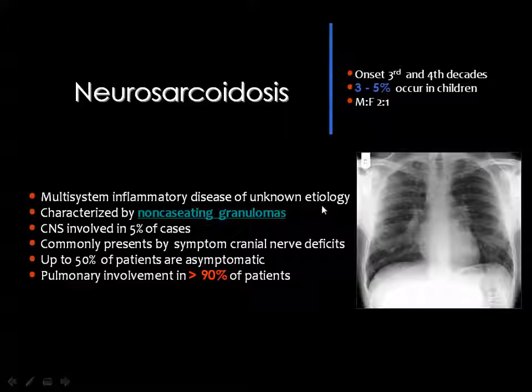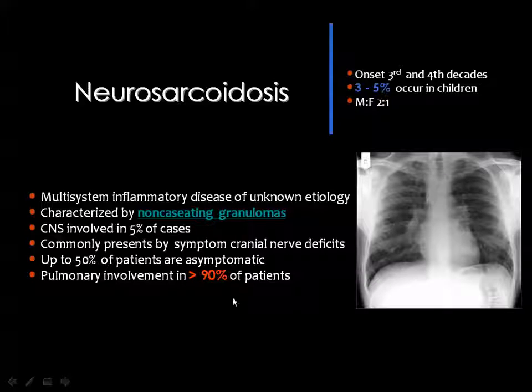Then we came to the sarcoid, and sarcoid is a well-known non-caseating granulomatous disease, and its exact etiology is unknown. The patient with sarcoid may have CNS involvement in 5% of cases, and this will affect mainly the cranial nerves, as you will see. But you should remember, in up to 50% of patients with sarcoid they are usually asymptomatic. And whenever you see intracranial sarcoid, you may get associated pulmonary involvement in more than 90% of cases, which usually supports the diagnosis of intracranial sarcoid.